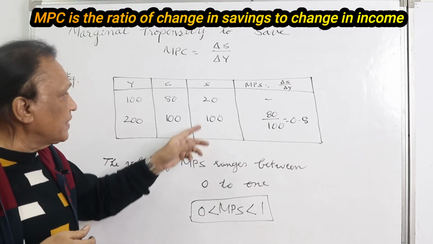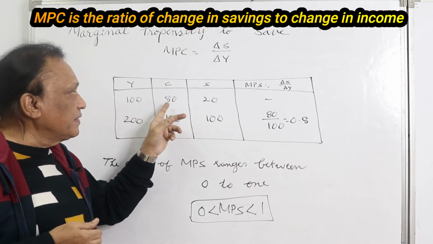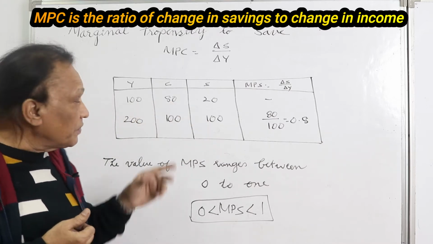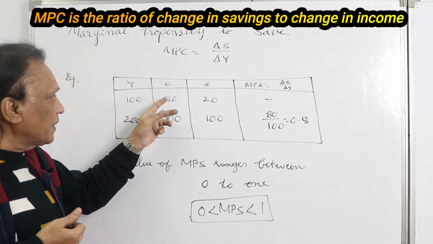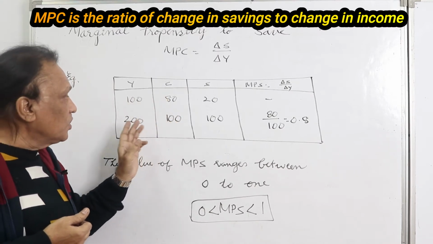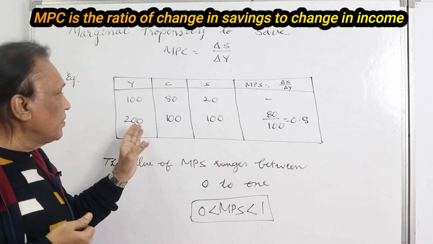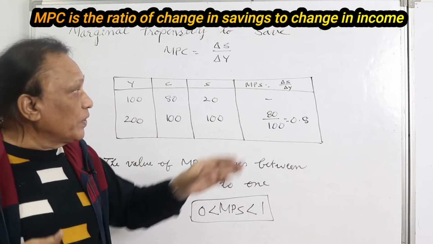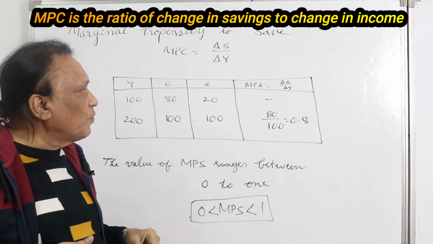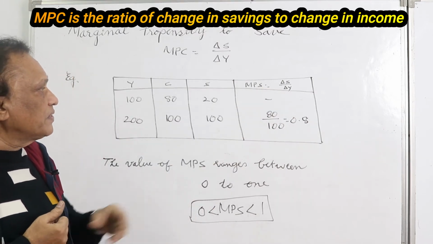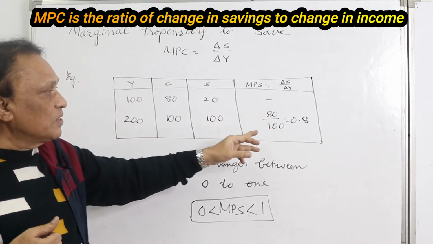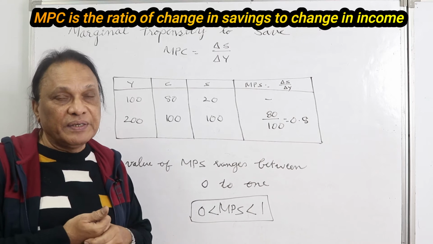So if you calculate savings here, when income is 100, the consumption is 80, the savings are 20 crores. Because of increase in income from 100 to 200, consumption has gone up from 80 to 100. So obviously the savings will be 100 here, 200 minus 100 is 100. Now what is MPS here? Delta S upon delta Y. Change in savings is 80 and change in income is 100. So 80 upon 100 is 0.8.